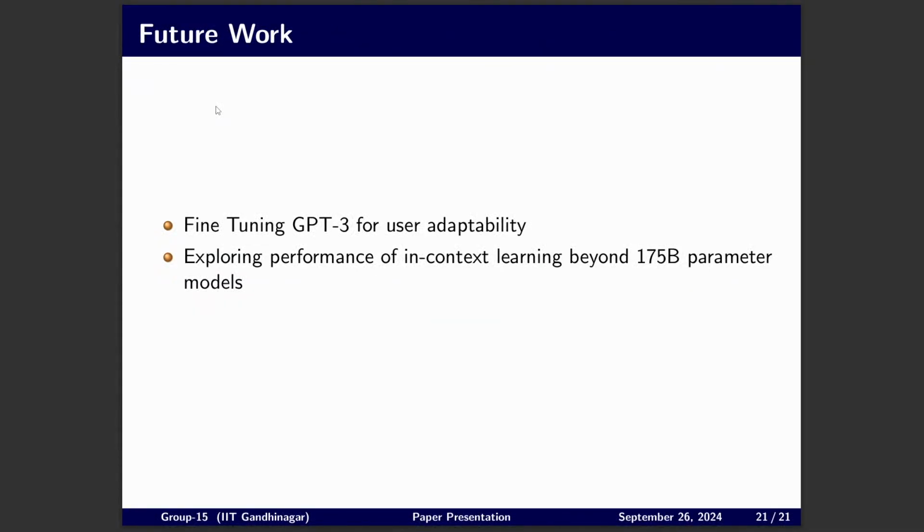In future work, one of the future works at that time would be fine-tuning GPT-3 for user adaptability, and this in the end motivated the authors who eventually ended up designing ChatGPT with the help of reinforcement learning from human feedback. Another motivation for future work at that time was whether we could go beyond 175 billion parameters. What about checking 200 billion parameters? What about 300 billion parameters, and even much higher?